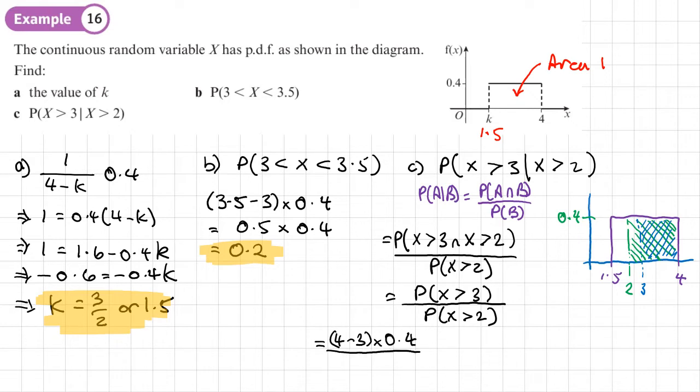divided by the probability that x is greater than 2. Okay, so it's going to be that width, I know it's 2, but I'll write it down, 4 minus 2, times by its height, which is also 0.4. So we get 1 times 0.4 at the top, which is just 0.4, divided by 2 times 0.4 at the bottom, which is 0.8, and then we'll just simplify that to a half. So the answer to this conditional probability problem here in part C is a half. Use diagrams to help you work out what these types of things look like.